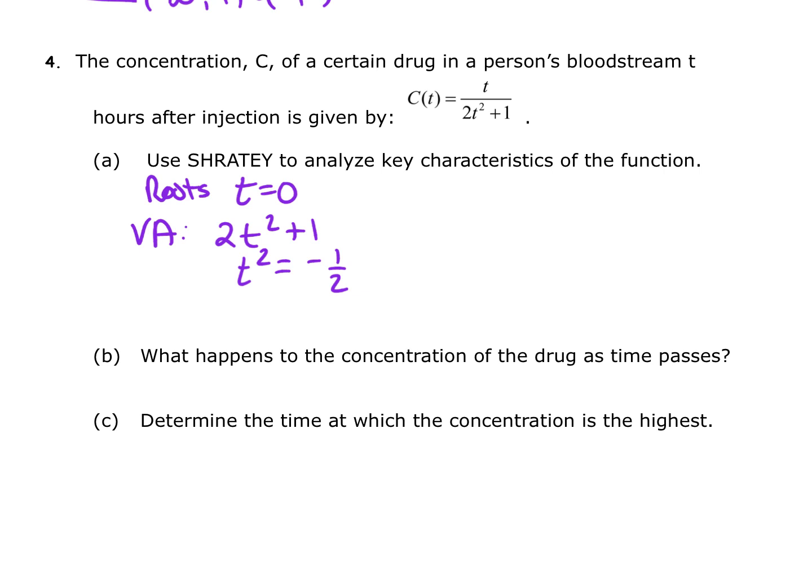Do you agree? Yeah. What happens when I take the square root of a -1/2? What happens when we take square roots of negative numbers? They're imaginary. That means there's none. So instead, I'm going to say no real vertical asymptotes. So there are no boundaries. This thing's going to be fluid. So then maybe we would go on to the horizontal asymptote.